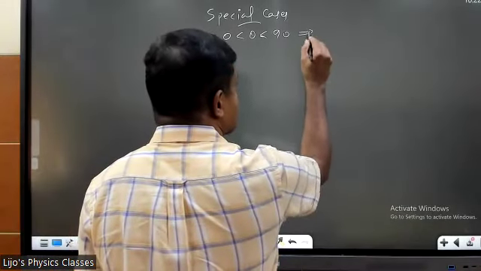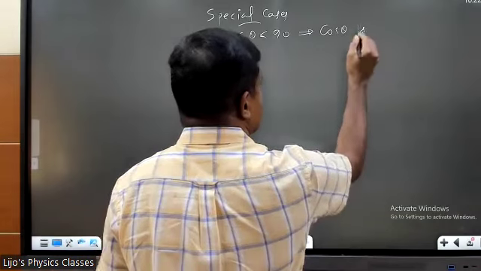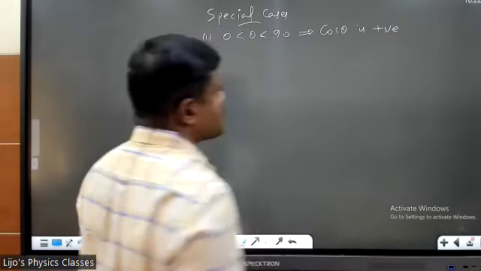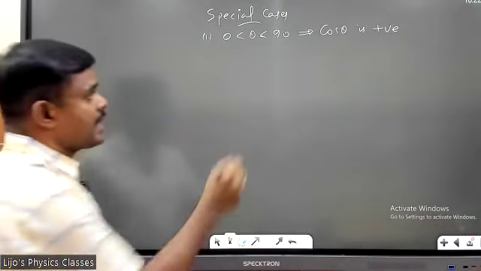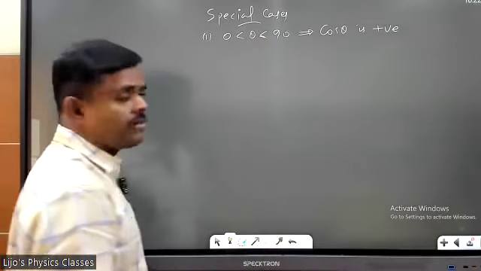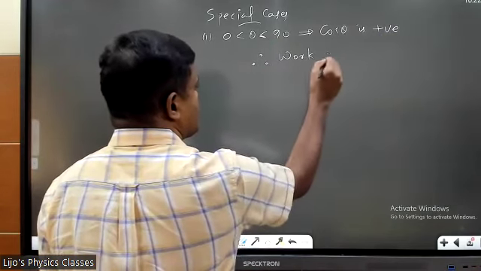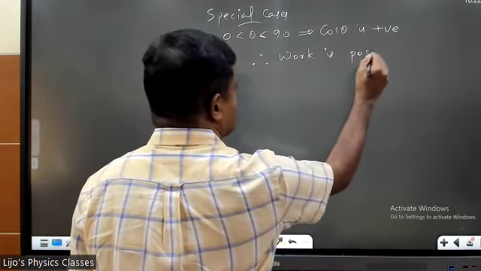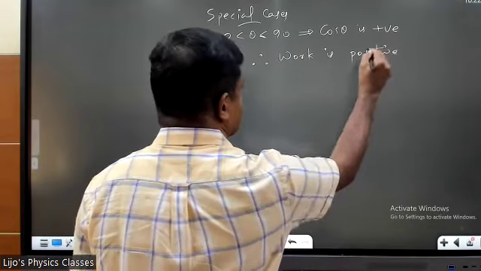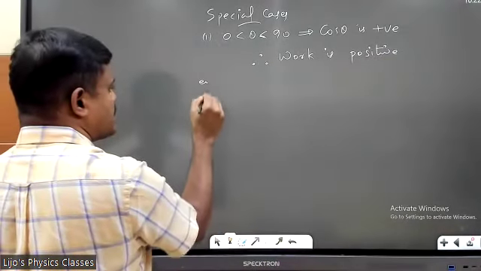In that case, cos theta is positive. Cos of an acute angle, cos theta will be positive always. If cos theta is positive, you can say that work is also positive. You can write the example.